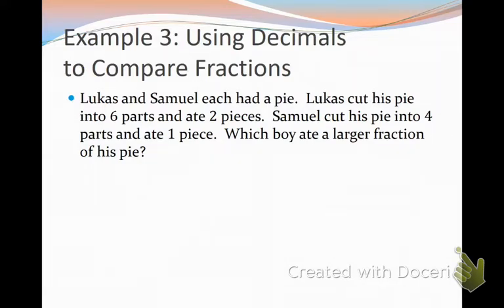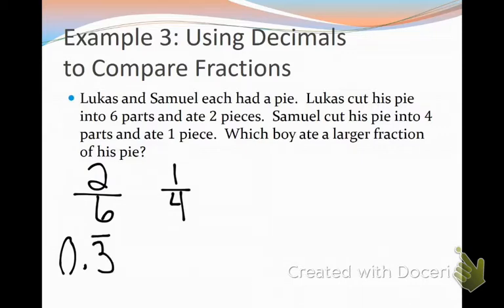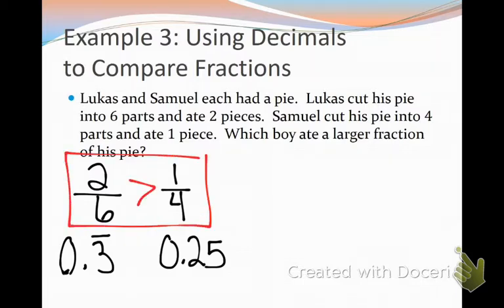Okay, so Lucas's fraction is what? 0.6. But hold on though, the fraction is 2 over 6. And then Samuel's fraction is 1 over 4. And then when I convert it, it's 0.3 repeating and 0.25. So this one's a lot easier to see which one is smaller, basically, 1/4. So 2/6 is greater than 1/4, and the evidence is in my work. There's my work showing my decimal conversion, and then I said it was greater.